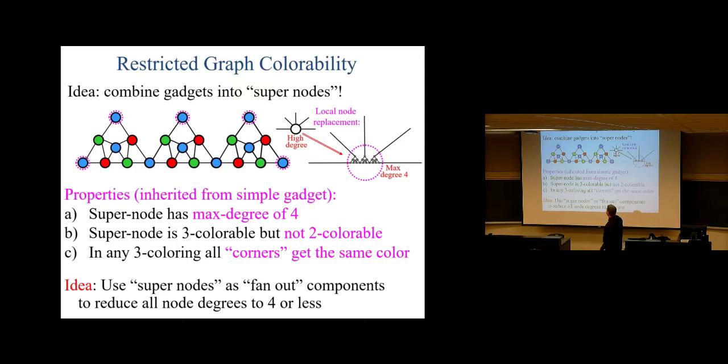So this proves that graph coloring is hard, but not because of the degree. It's hard even for limited degree, max degree four. That's still hard. It's still NP. So in a sense, we've reduced all of NP to three colorability of max degree four graphs. That's as hard as any problem in NP. Amazing.